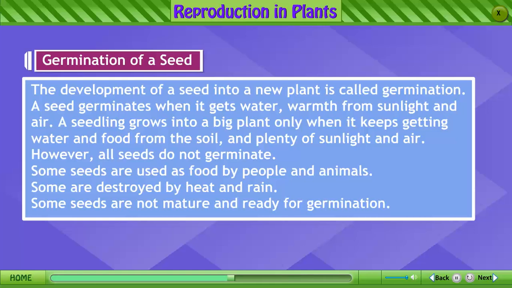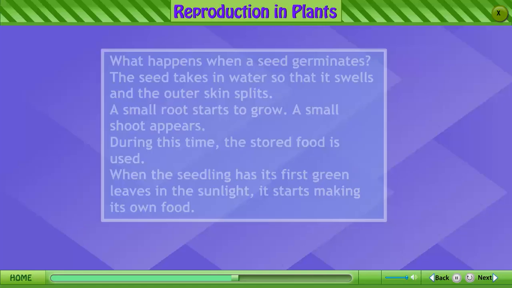Some seeds are used as food by people and animals. Some are destroyed by heat and rain. Some seeds are not mature and ready for germination.